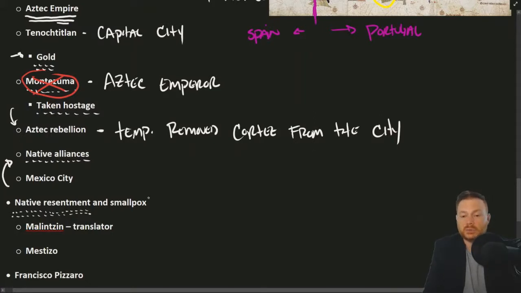Another thing that was at work was disease. When Cortez and his men and his animals occupied the very densely populated area of Tenochtitlan. Recall, Tenochtitlan was a city that was built in a lake, so there's not really a lot of space. It was one of the most populated cities in the world. Smallpox absolutely decimated the Aztec population. So we'll say native resentment and smallpox made the Aztecs vulnerable.